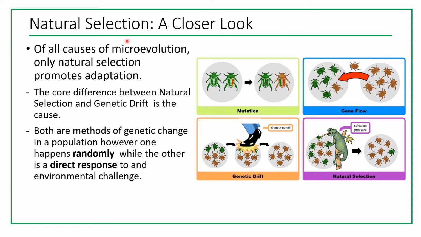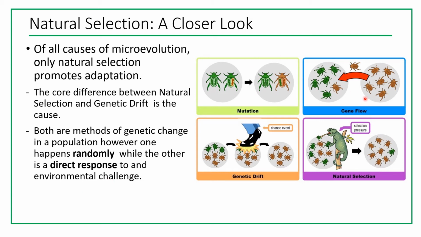And of course, natural selection. So we're gonna look closely at natural selection. So of all causes of microevolution, only natural selection promotes adaptation. So the core difference between natural selection and genetic drift is the cause. Both are methods of genetic change in a population. However, genetic drift happens randomly, while the other is a direct response to an environmental change.